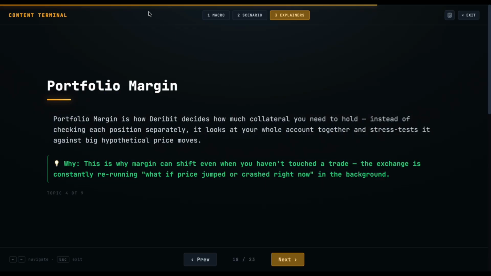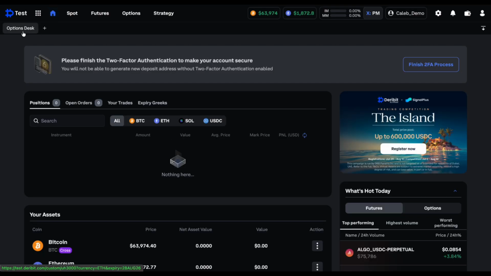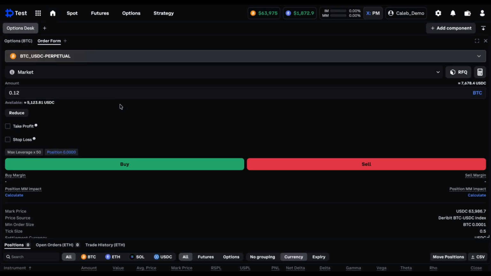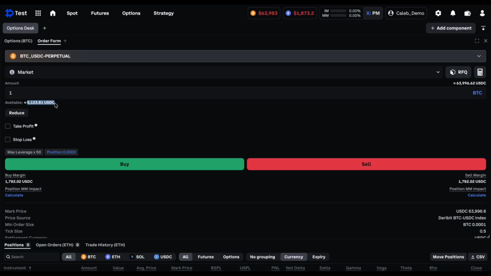Let me give you guys a very quick example here on Deribit. We are on XPM, and XPM here is portfolio margin. Let me go back to the main account. If I put one whole Bitcoin here, to be able to trade one whole Bitcoin I will need $64,000, which is crazy. I don't have that amount. If I actually open up this position, this whole account won't be able to do it because I only have 5,000 available balance.